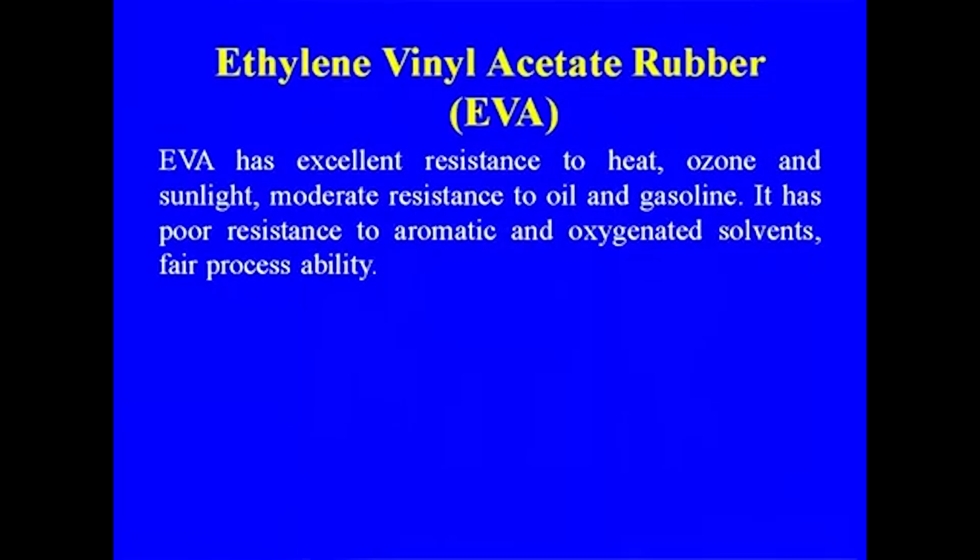Ethylene vinyl acetate rubber, which is very commonly known as EVA. EVA has excellent resistance to heat, ozone and sunlight, moderate resistance to oil and gasoline, because of the availability of the vinyl acetate. It has poor resistance to aromatic and oxygenated solvents, fair processability. So these are some of the advantages of EVA, which is also one of the specialty elastomers.